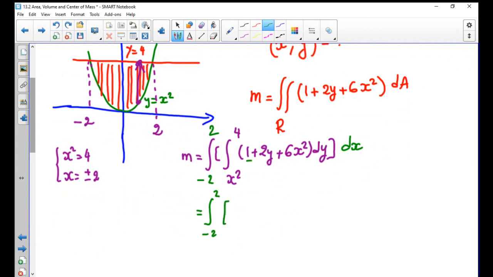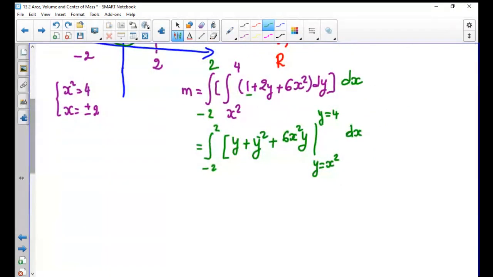So what is the integral of 1? Y, yeah, good. 2y gives y squared, and 6x squared y, from y equal x squared to y equal 4, dx. Okay, so now it's long calculations, by the way, but they're fairly simple.